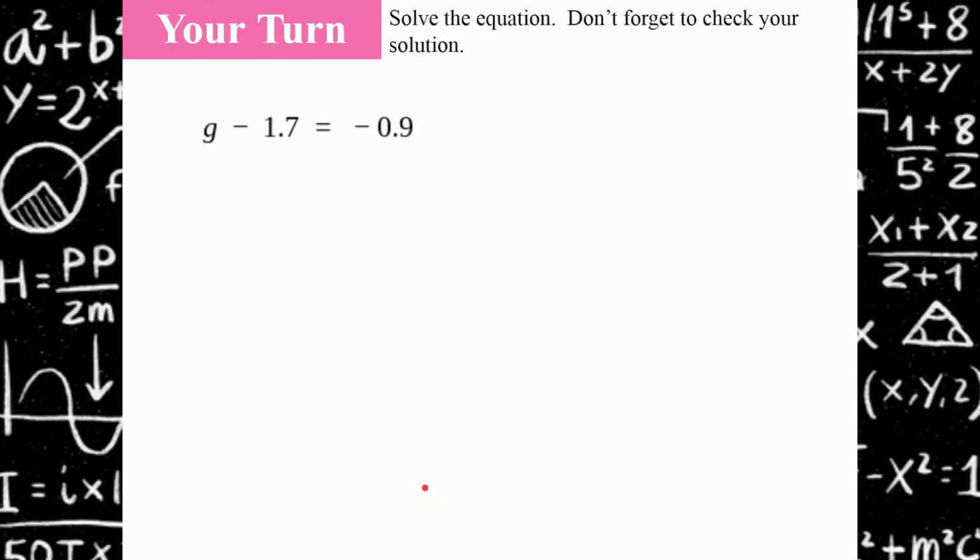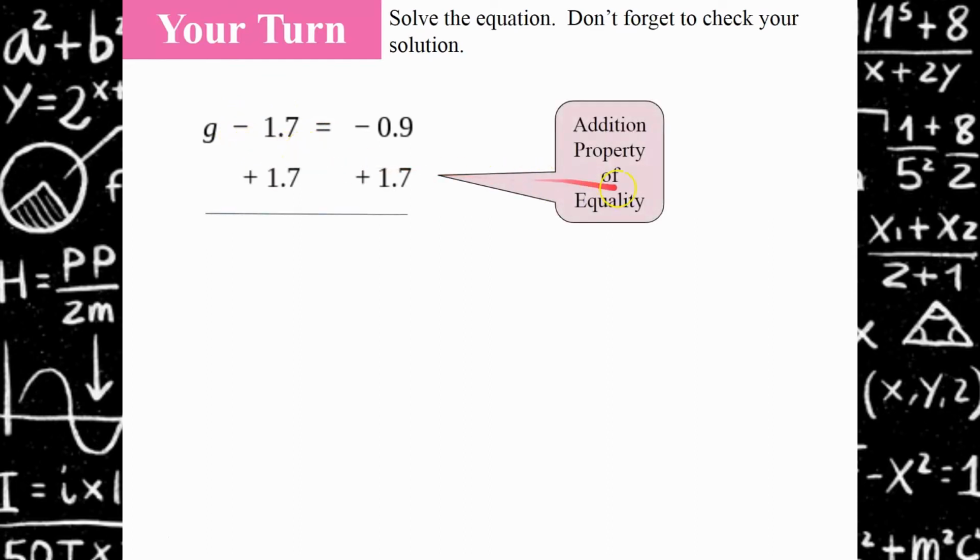Here's another one. Go ahead and pause, complete your work, come back and check. Okay, so we want to do the inverse of subtract 1.7. So we're going to use the addition property of equality and add 1.7 to both sides. This being our zero pair leaves us g is equal to 0.8.